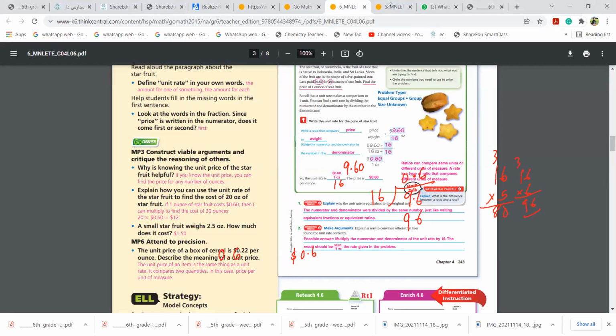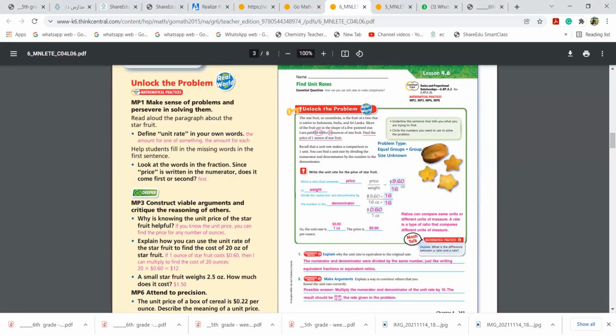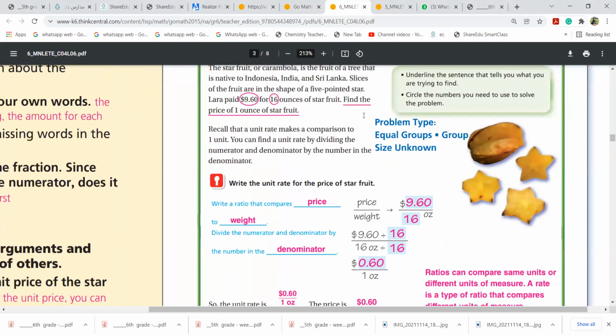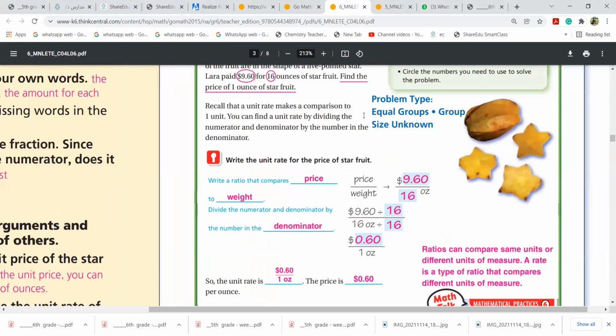Let me erase all this so that you can copy from here. This is very important. Circle it, underline it. Write exactly how they have shown here. Now, girls, you know that you need to divide by 16. This part, if you don't get it, it's okay. You are actually dividing both of them by 16. Did you understand how you get $0.60 is 1 ounce? Did you get that?